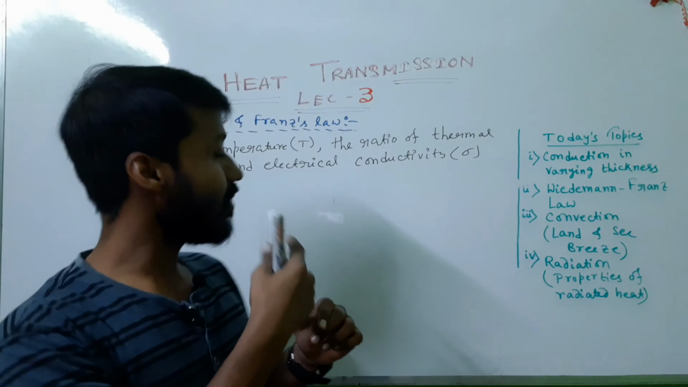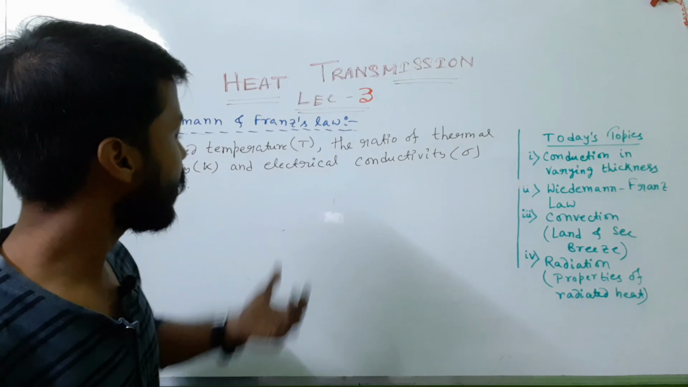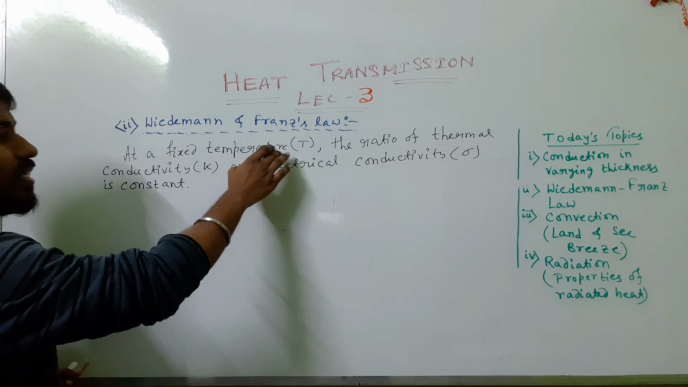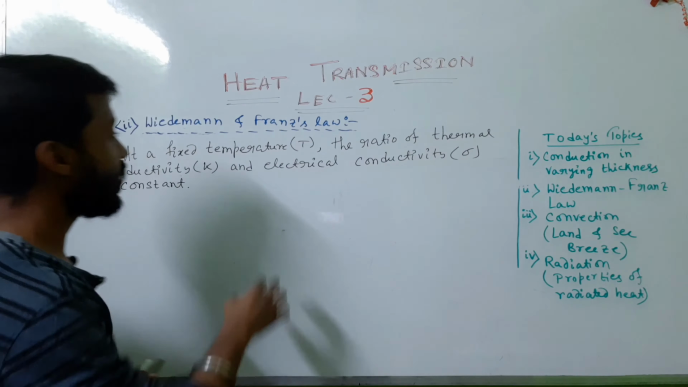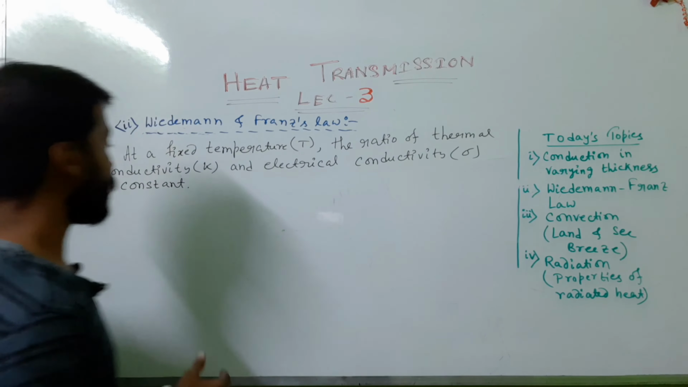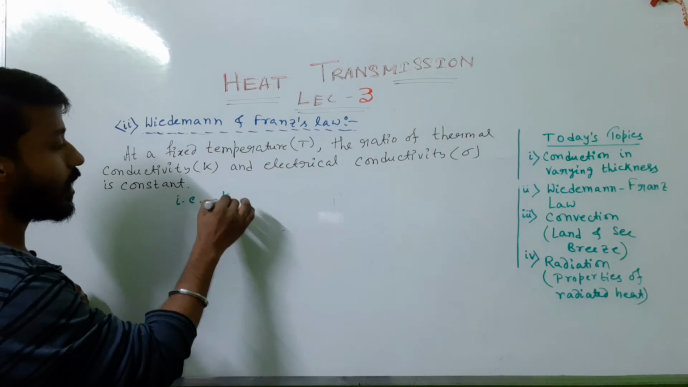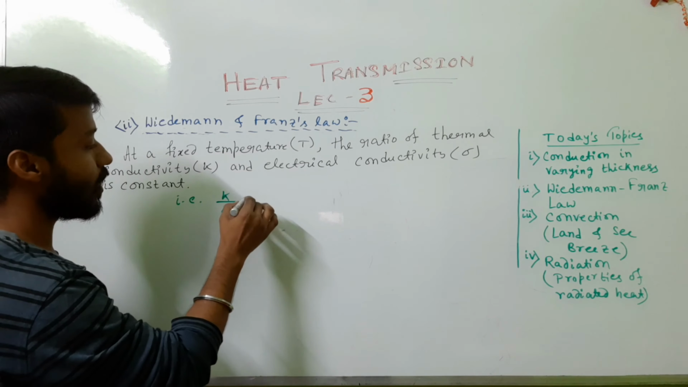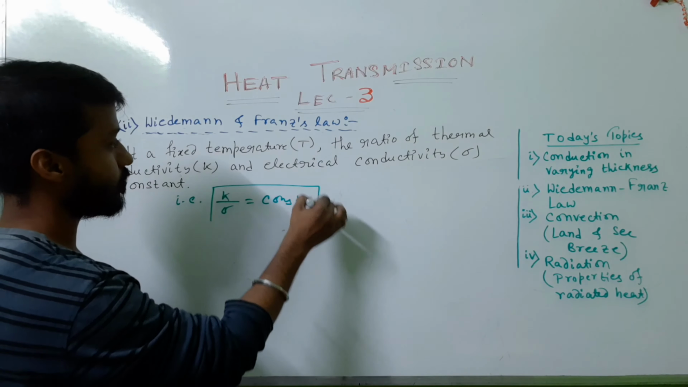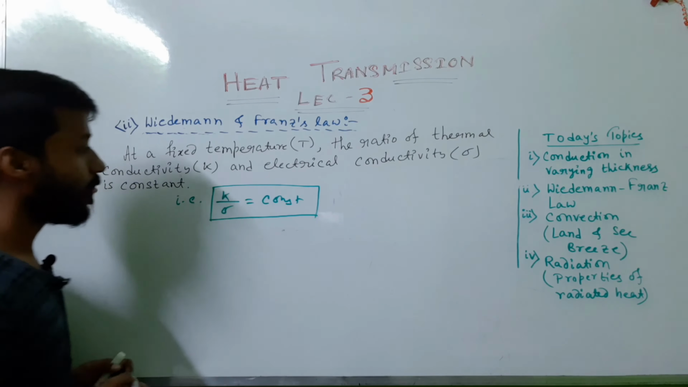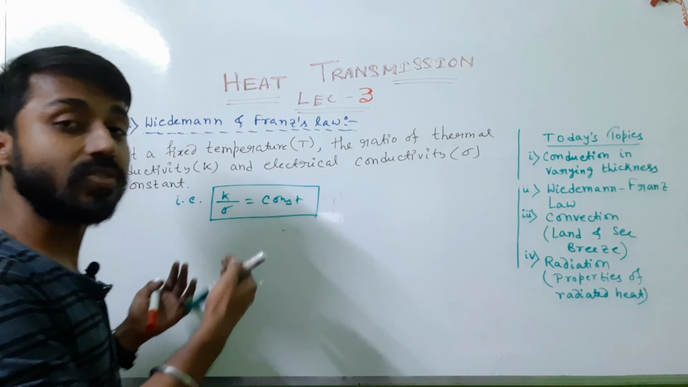So Wiedemann and Franz derived an expression between those two conductivities. What they said: at a fixed temperature, the ratio of thermal conductivity, that is K, with that of electrical conductivity is constant. That is, K by sigma is equal to constant, right?